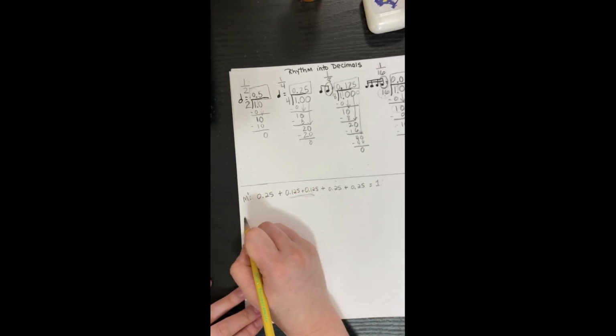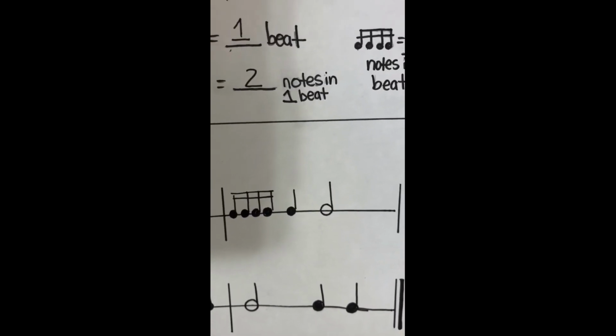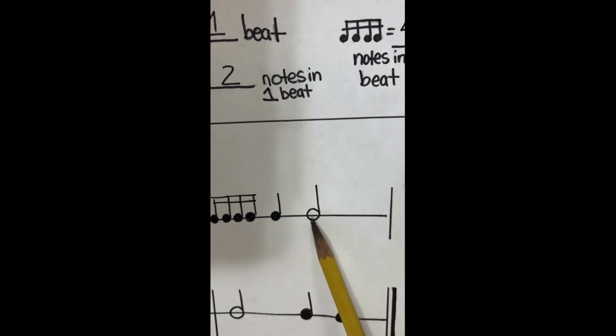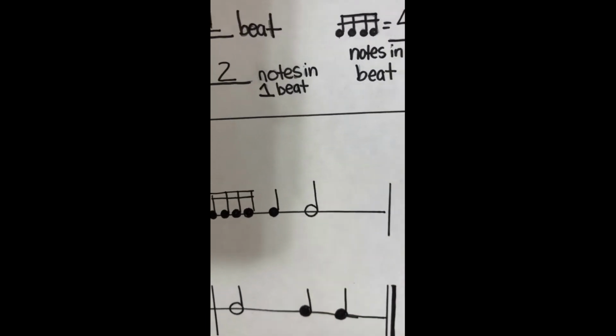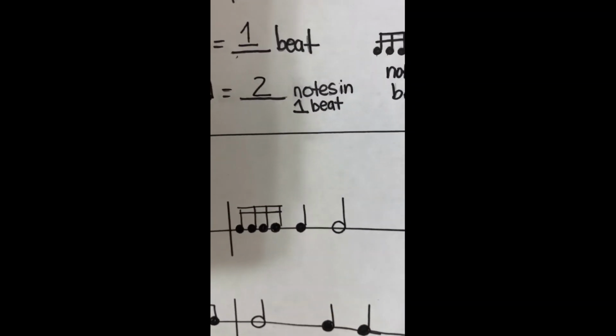Measure number 2. Let's try it out. My second measure. The second measure looks like this. 4 sixteenth notes to equal 1 beat. My second beat was a quarter, and then beats 3 and 4, because remember this is 2 beats, is my half note.